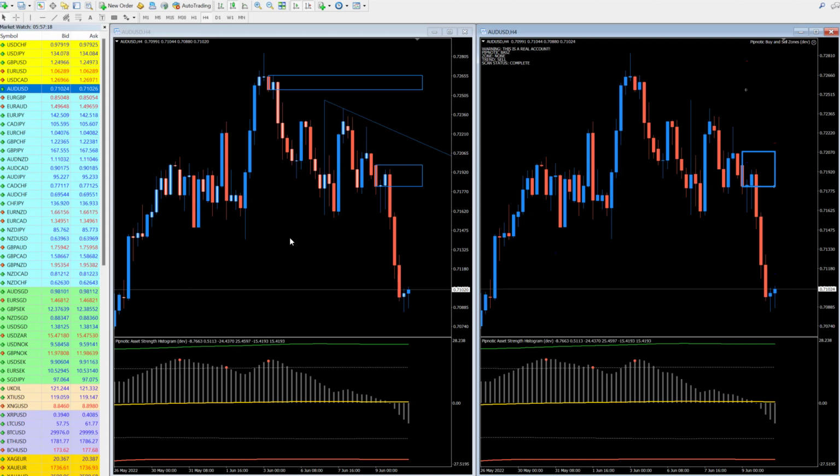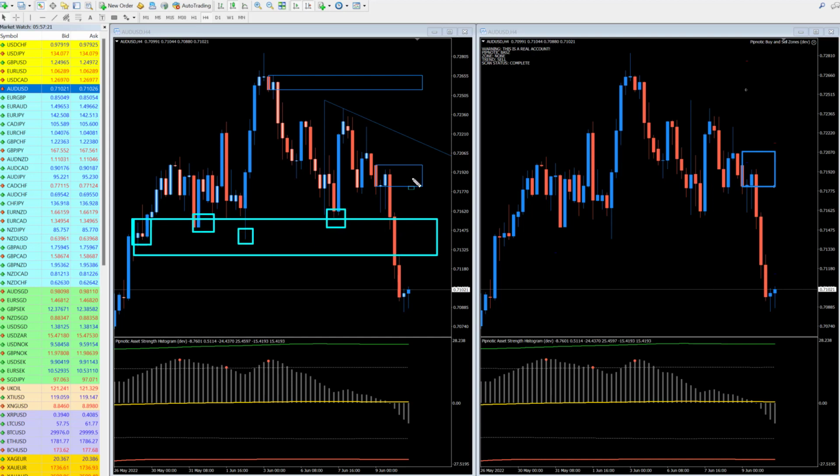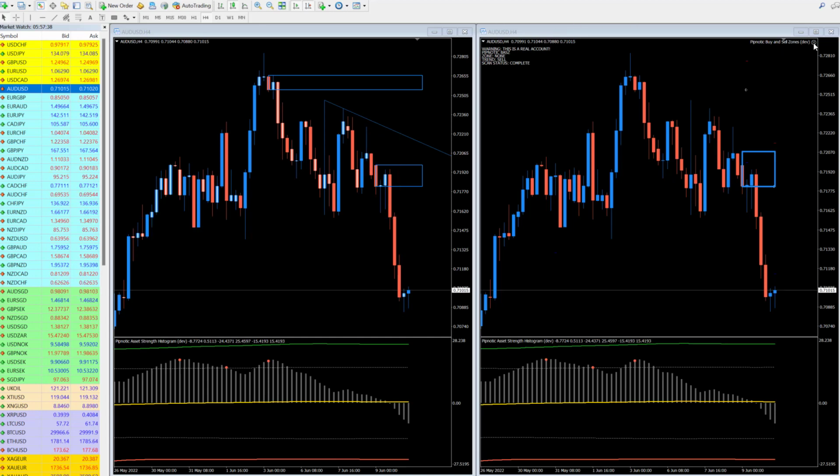Okay, this is interesting to us because we had this area of demand, tested once, twice, three times, and now it's removed. The origin of the move that removed it is here. Okay, so I'm going to allow it to take this trade.